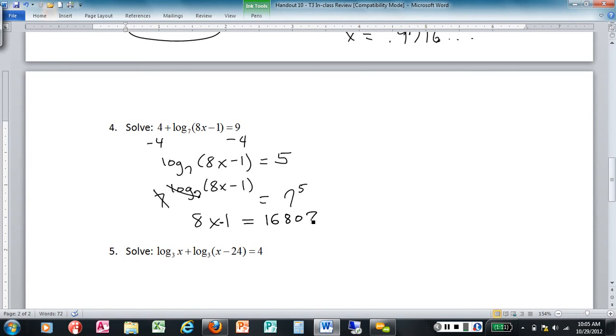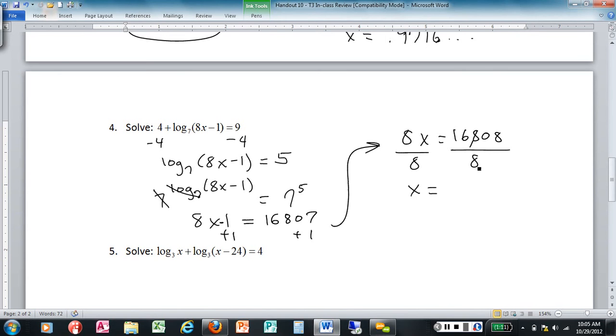So now it's just a matter of solve for x. So add 1, both sides. So 8x equals 16,808. And divide by 8. And x equals, let's see, that reduces by 4, doesn't it? Oh, reduced by 8. Yeah, it does. Hey, how about that? 2101? Okay. They won't all come out nicely like that, but this one did.